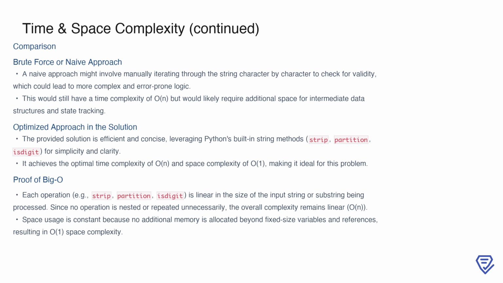This approach achieves both the optimal time complexity of O(n) and space complexity of O(1). Finally, the proof of Big O stems from the fact that all key operations, such as strip and partition, are linear in the size of the string, and no unnecessary nesting or repetition occurs. The solution is both elegant and computationally efficient, making it well suited for this problem.